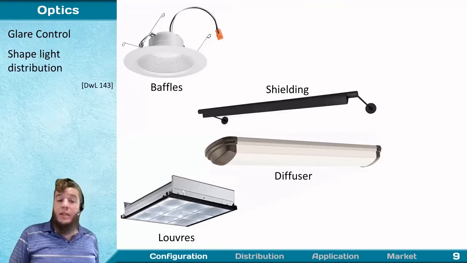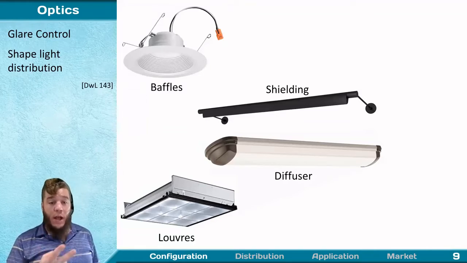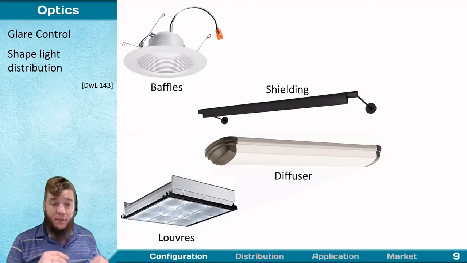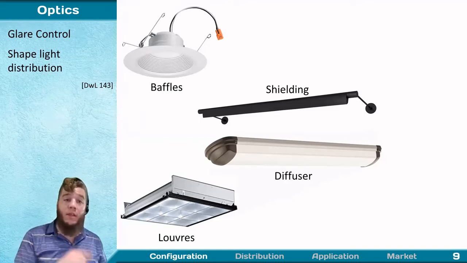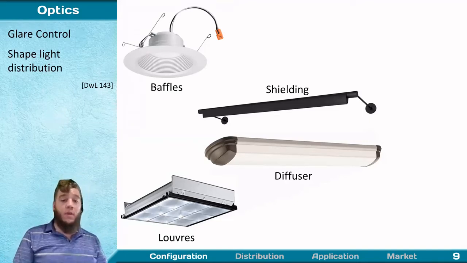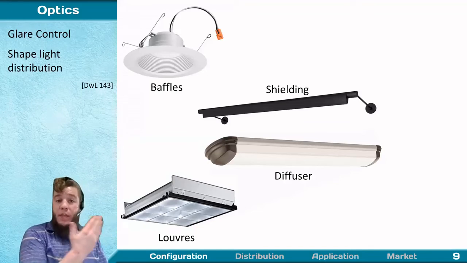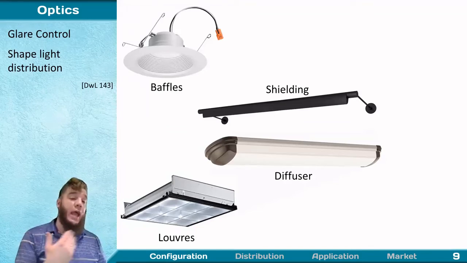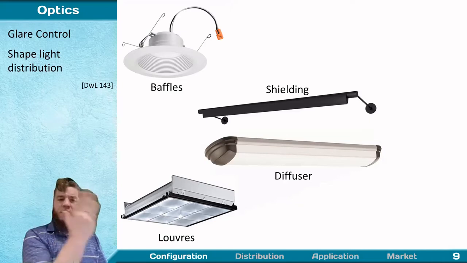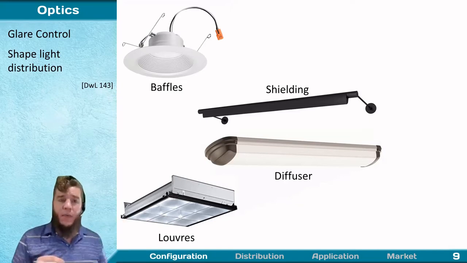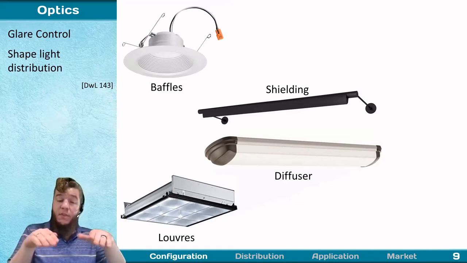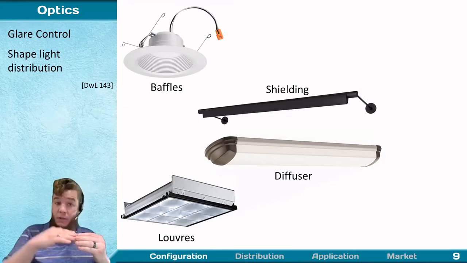Optics. We've got a lot of options in optics, but there are two primary functions with our optical control devices. Number one is glare control. And here are our options that help with glare control. You can add louvers. So these are the fins on a light source, and what they do specifically is they block the high angle light.